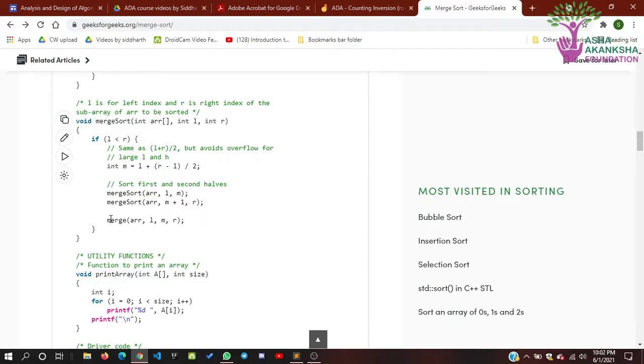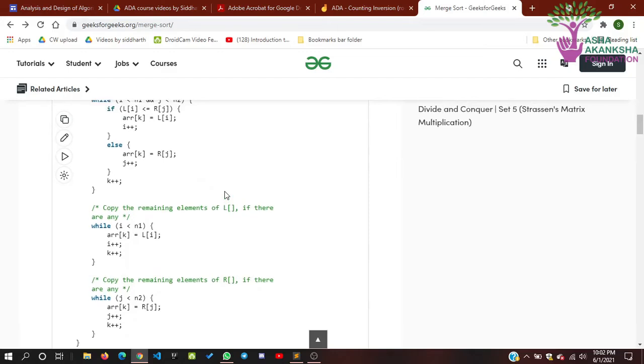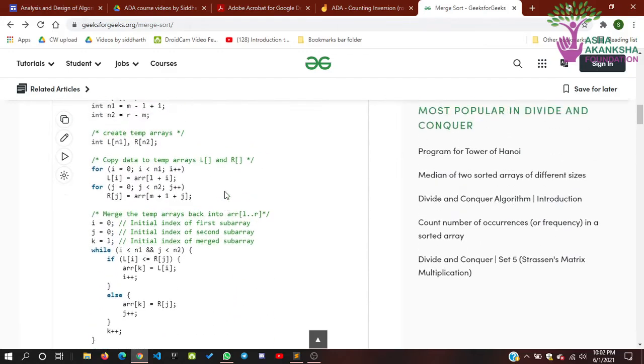Just remember that the sorting is always being done in this ARR array. Now we just have to merge both of the parts. We are sending the same ARR array and we are sending all these three indexes. This will perform the merge function on the particular array. Just remember that you have to look at the theory of this merge sort yourself. I'm just explaining the code briefly.